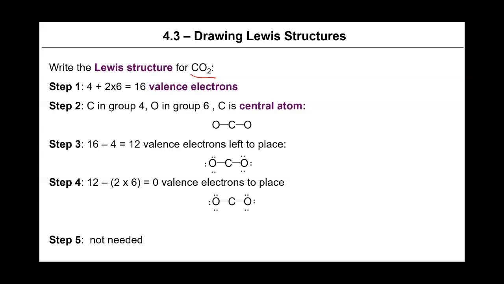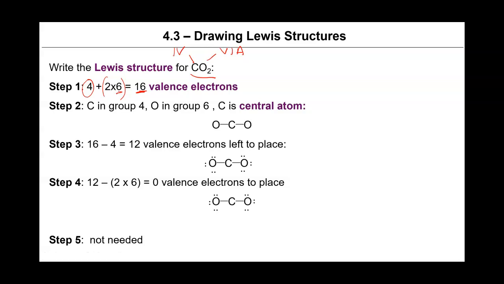So our first step is to count up all of the valence electrons. So just remember, carbon is in group 4A and oxygen is in group 6A. We have 1 carbon atom, so we get 4 electrons for the carbon, and we have 2 oxygen atoms which each contribute 6 electrons. So 4 plus 12 gives me 16 valence electrons to do all of the work with.